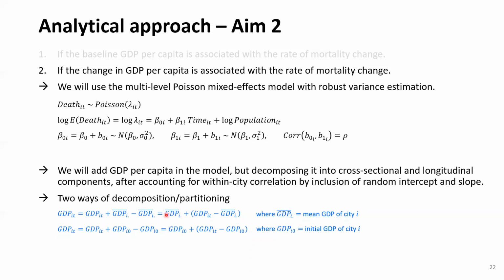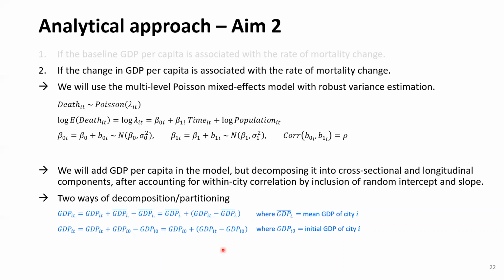And the first term is used to assess the cross-sectional effect. And the second term is going to be used to describe the longitudinal effect. And another way is as follows. We do the same type of partitioning, but here, instead of using the city-specific mean GDP, we use the initial value of GDP. And we do the same thing here, but here we have the initial value of GDP and the difference between GDP at time t as compared to the initial value.